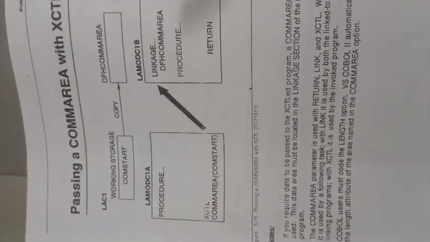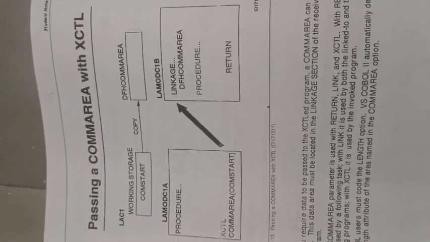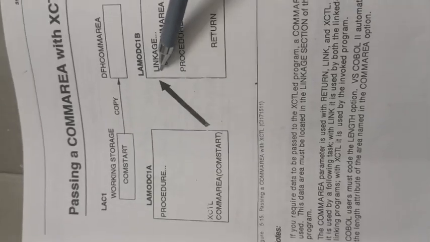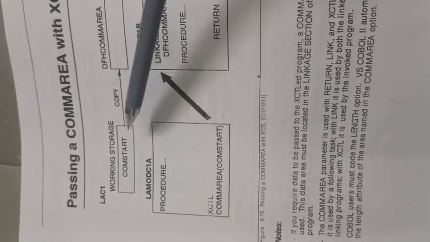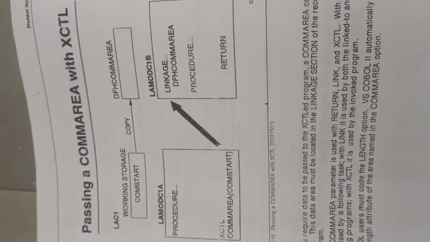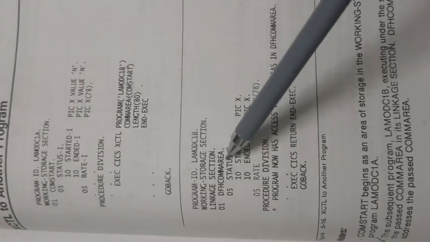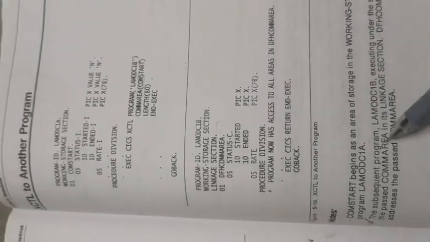You can see how to pass data using COMMAREA with XCTL. It is the same as with the LINK command. You use COMMAREA and the subprogram has DFHCOMMAREA in the linkage section. Here they gave a sample program: in program A we are calling program B with XCTL, passing COMMAREA, and the subprogram has DFHCOMMAREA. The sample program syntax is given here.